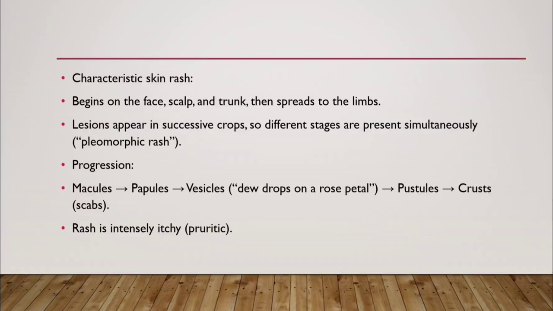The characteristic skin rash also appears. It begins on the face, scalp and trunk, then spreads to the limbs. Lesions appear in successive crops, so different stages are present simultaneously. Progression: macules, papules and vesicles, pustules, crust and scabs. The rash is intensely itchy.